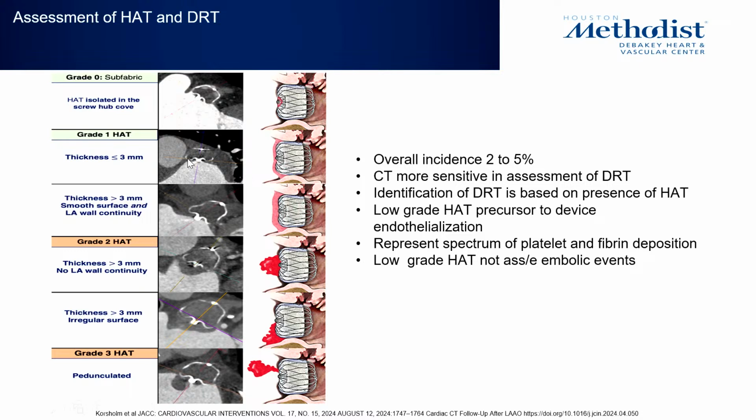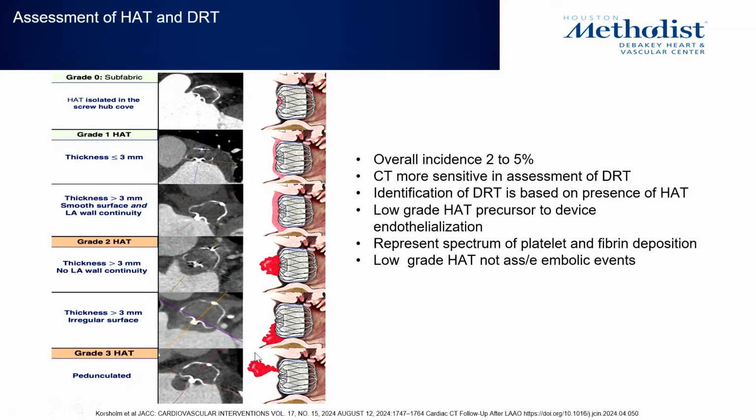Similarly, if you have hypoattenuation on the atrial side of the device, but the thickness is less than 3 millimeters, or if it's greater than 3 millimeters but it's smooth and in continuation with the left atrium, that's considered grade 1 HAT. So grade 0 and grade 1 HAT are considered to be precursors to device endothelialization, and they're not associated with increased embolic events, and we would treat them conservatively.